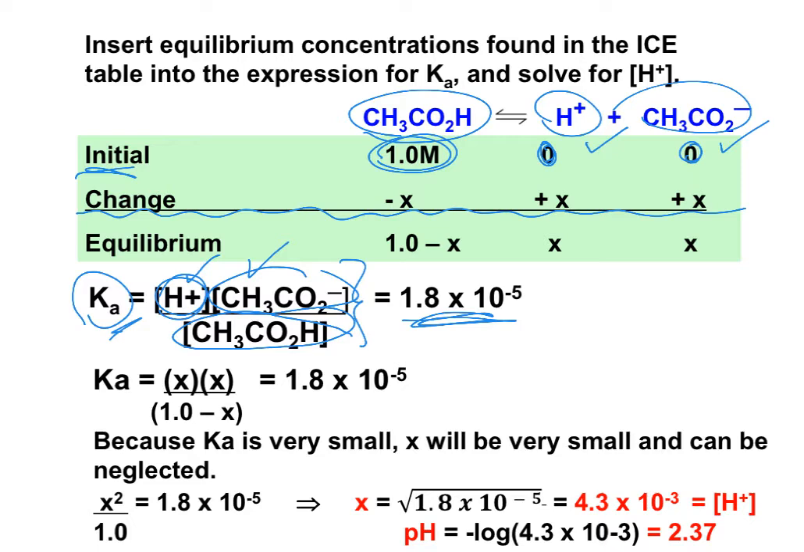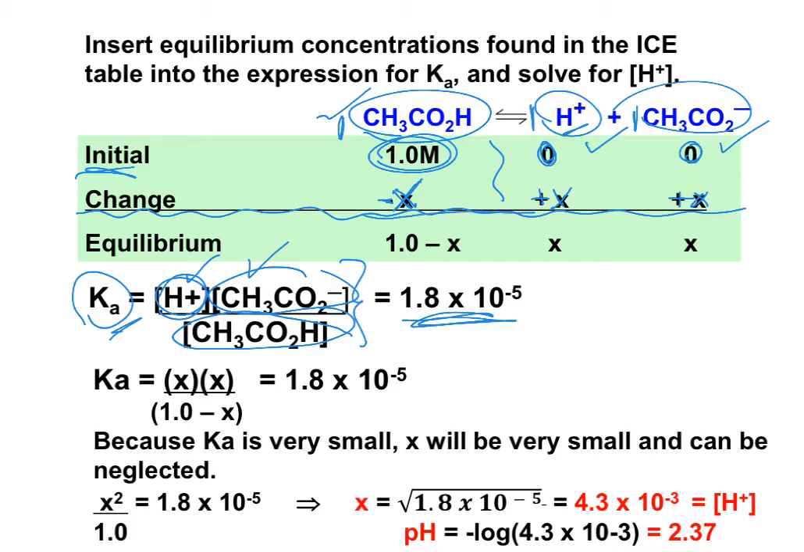Because acetic acid was originally the only substance present at the beginning, we know that its concentration is going to decrease. We don't know how much it's going to decrease, so we're just going to call it minus X. And we know from the stoichiometry of this reaction, for every 1 acetic acid, we're going to make 1 hydronium ion and 1 acetate or conjugate base. So because of that, for every X that disappears of acetic acid, we are going to create X amount of hydronium ion and X amount of the conjugate base.